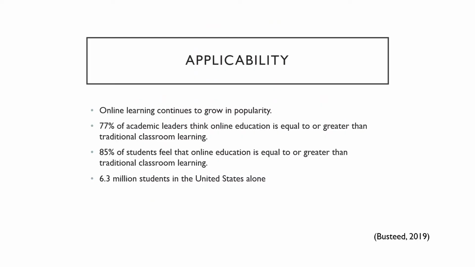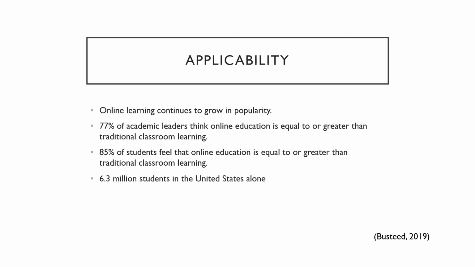Online learning continues to grow in popularity. In a study by Babson/College Board, it was found that 77% of academic leaders think online education is equal to or greater than traditional classroom learning. Teachers weren't the only ones to sing the praises of e-learning, however. 85% of students surveyed also felt that online education is equal to or greater than traditional classroom learning.